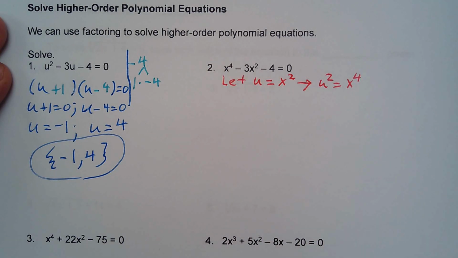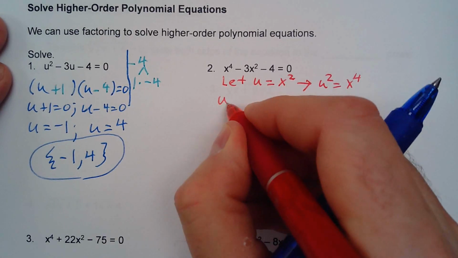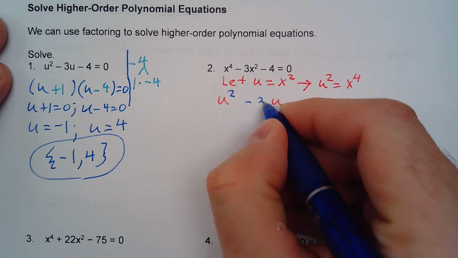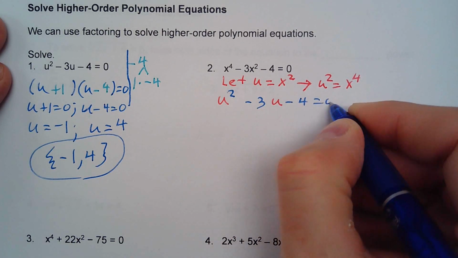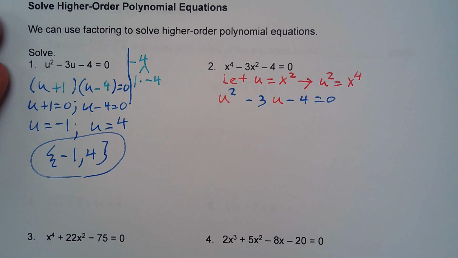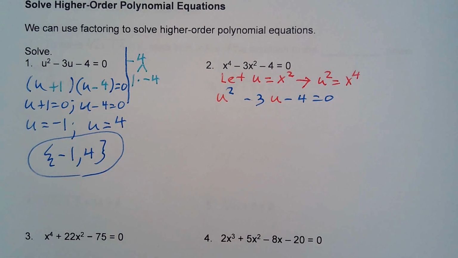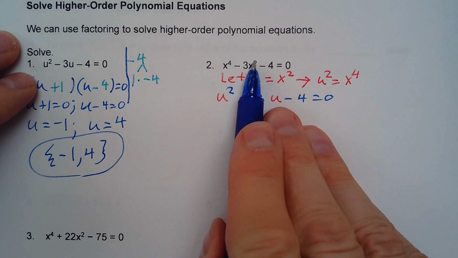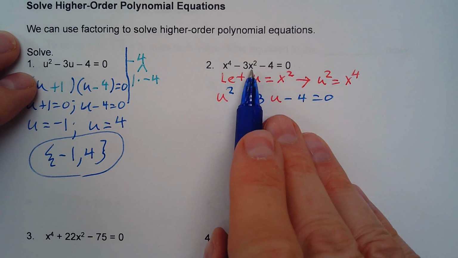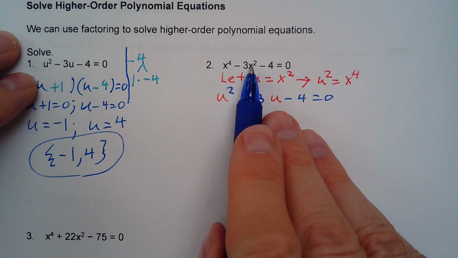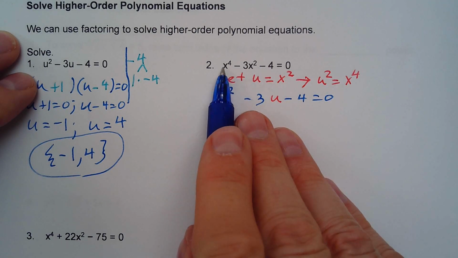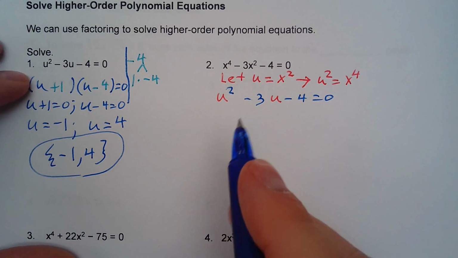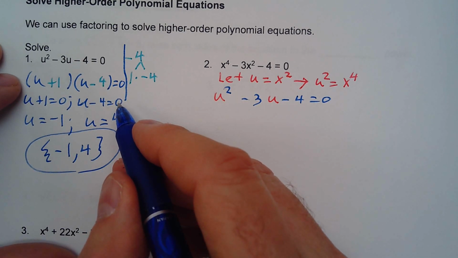So I can rewrite this as u squared minus 3u minus 4 equals 0. So I'm making a little substitution to make this easier. I'm just going to say, well, I want to have just a variable here, not a variable squared, so I'm going to let u equal that variable squared. That means this is going to be u squared. Make my substitution. That then becomes what we just did over here.